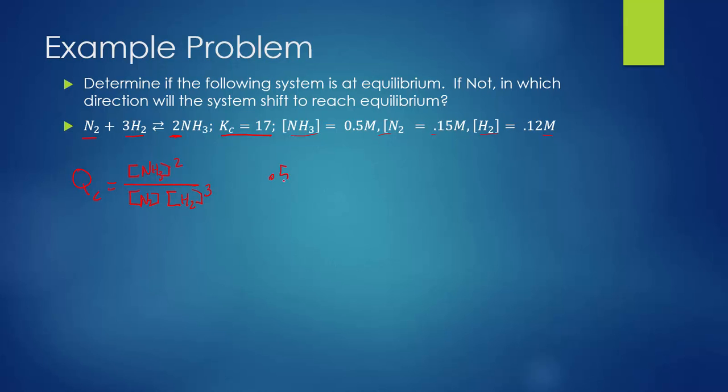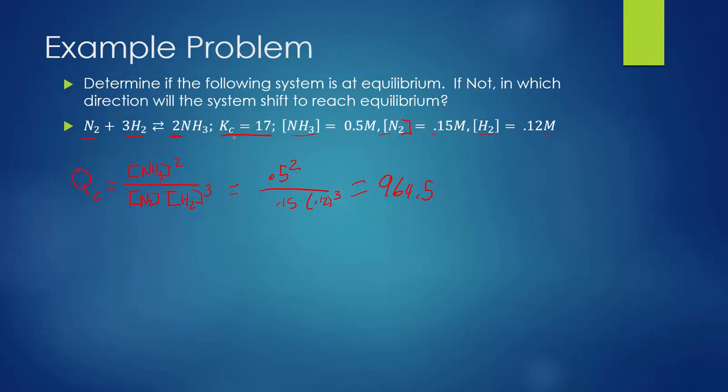So I have 0.5 squared divided by 0.15, that should have a bracket around it, and 0.12 cubed. And I get 964.5. Now this is a dimensionless quantity. We don't put any units on our reaction quotients or our equilibrium coefficients, but we still assign a meaning to it, right?